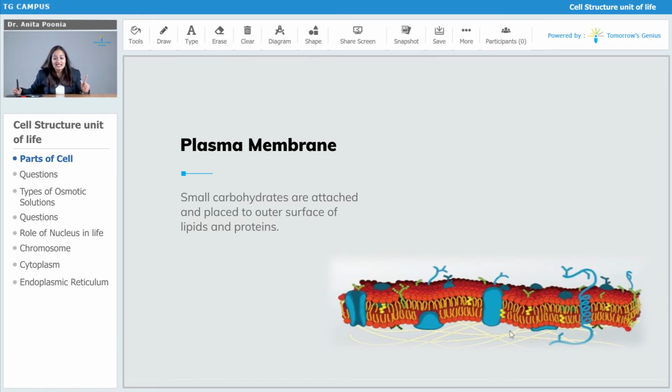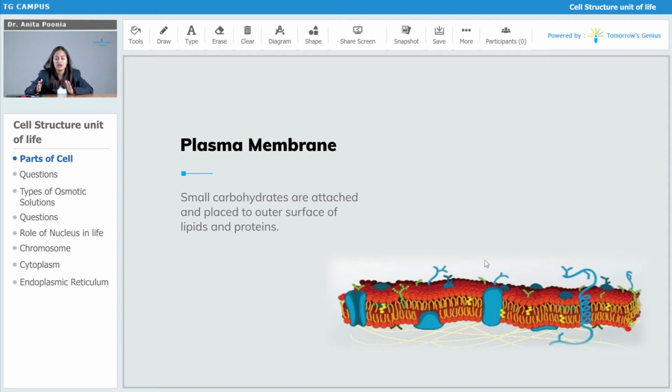And then you could see here the bluish things, these globules or substances. These are the proteins that are integrated in between, and that is making your plasma membrane. Also, apart from that, small carbohydrates are attached to the outer surface of lipid and protein as well. So you could see there are tiny structures over here.